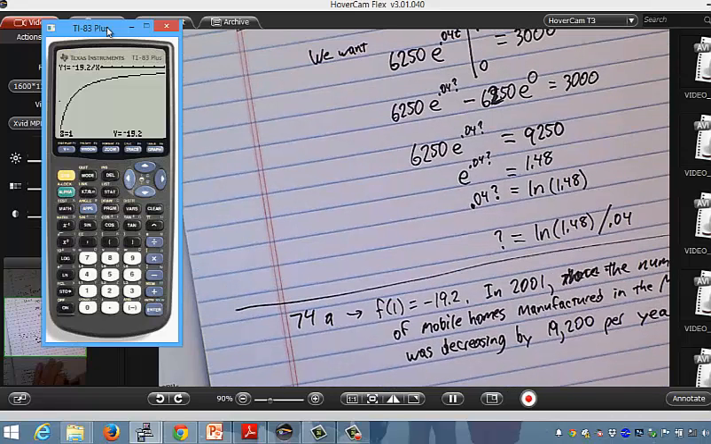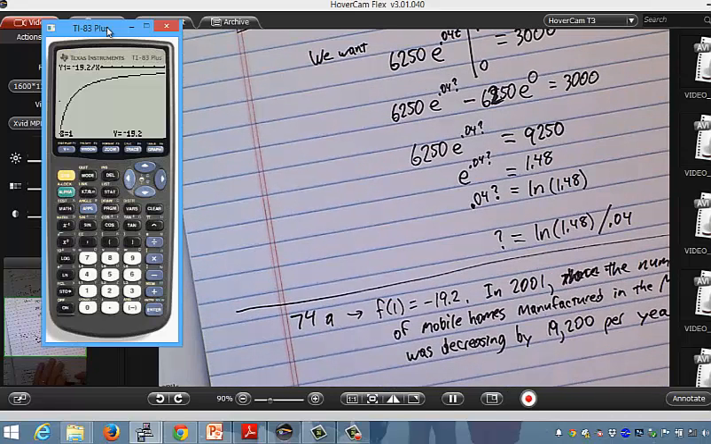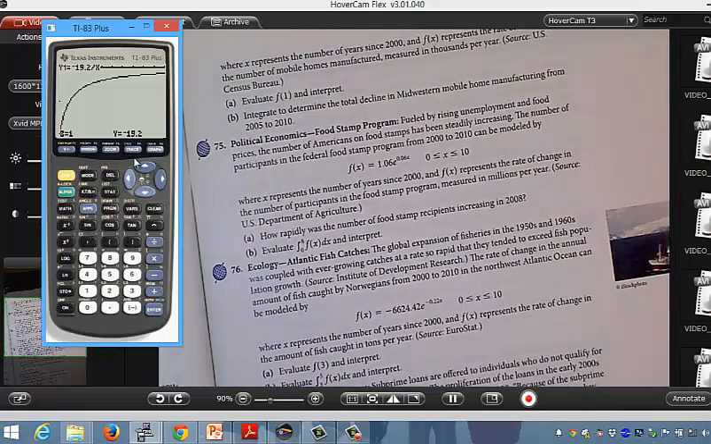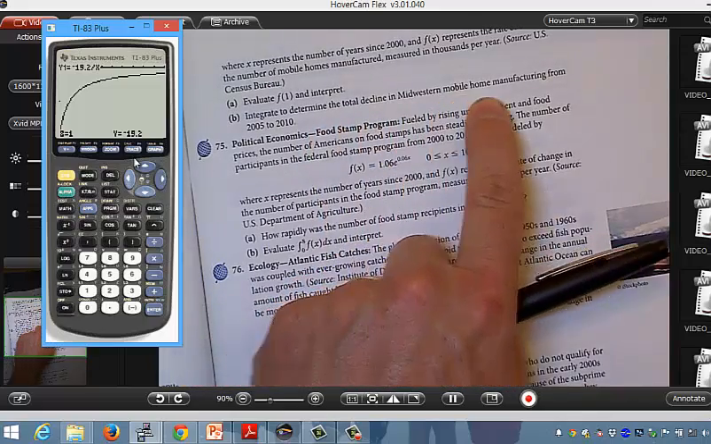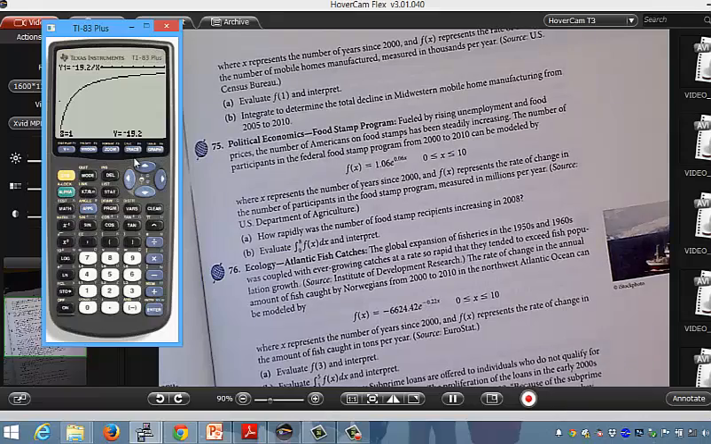Wow. Talk about huge slashes. 2001, I hate to be that business, over in Goshen, Indiana. Now, it's still, over the next 10 years, continued to be negative, but not nearly as negative, right? That's what we're saying, not nearly as negative. So now, part B. Integrate to determine the total decline in Midwestern mobile home manufacturing from 2005 to 2010, right?